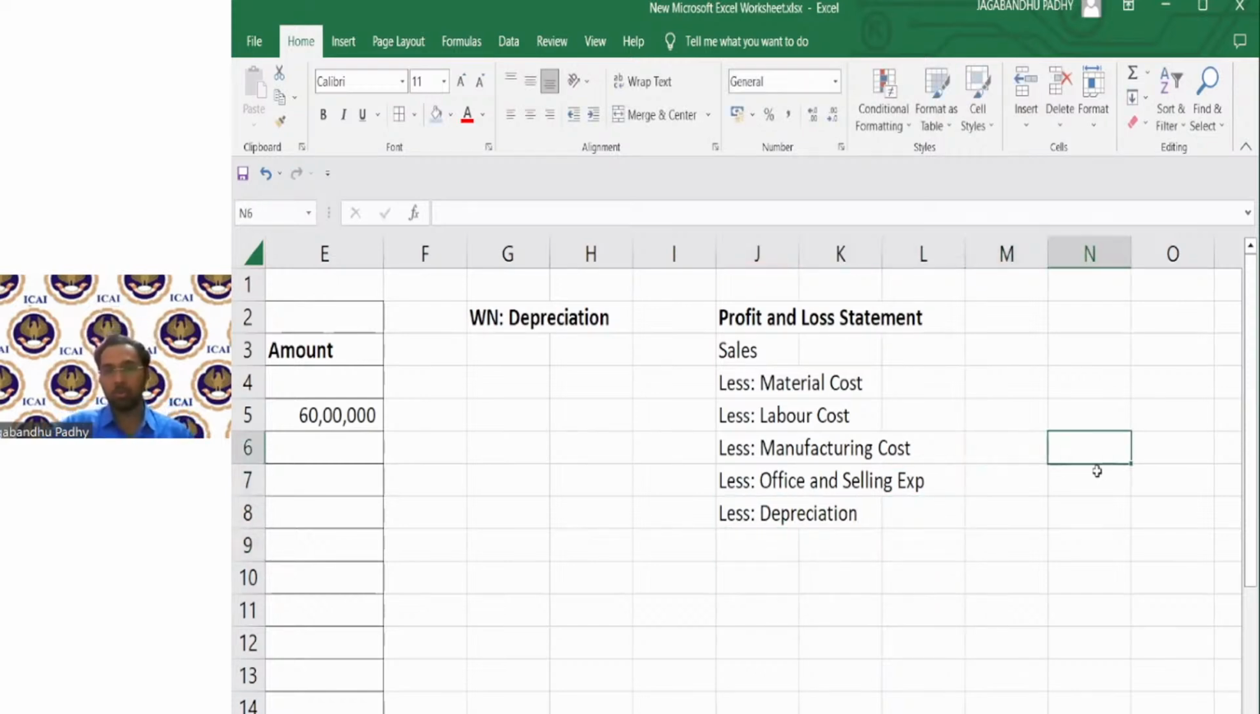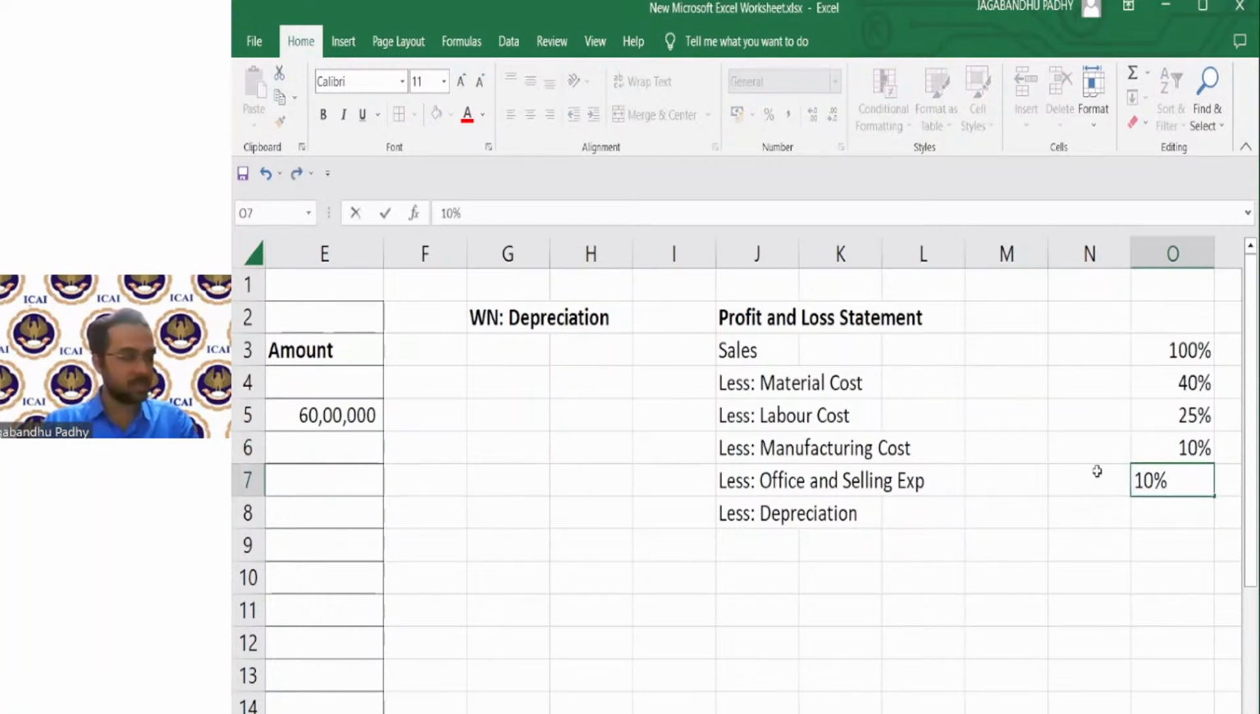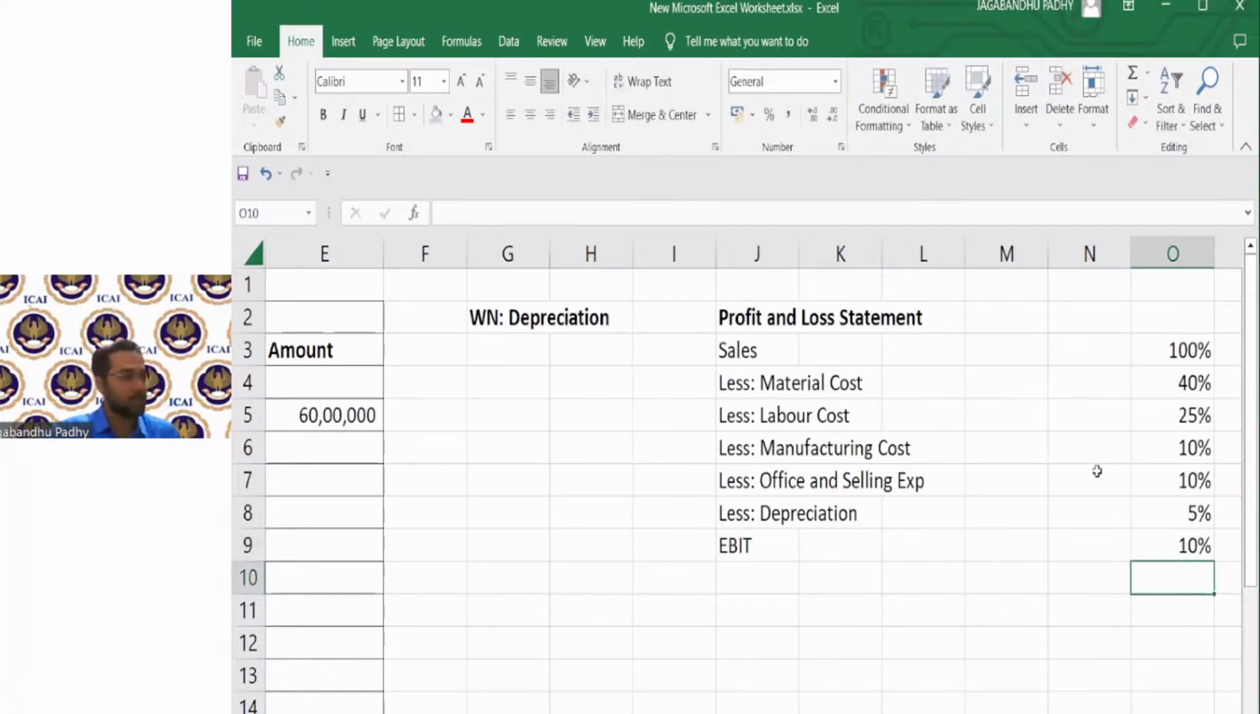Okay. Now these are the percentages given, which is like 100%. Material cost is given as 40% of sale. Labor cost is given in the question as 20% of sale. Manufacturing expense is 10% of sale. Office and selling expenses is 10% of sale. Depreciation will be 5% of sale. And of course, that will actually give us a EBIT, which will be the balance 10% of sale.